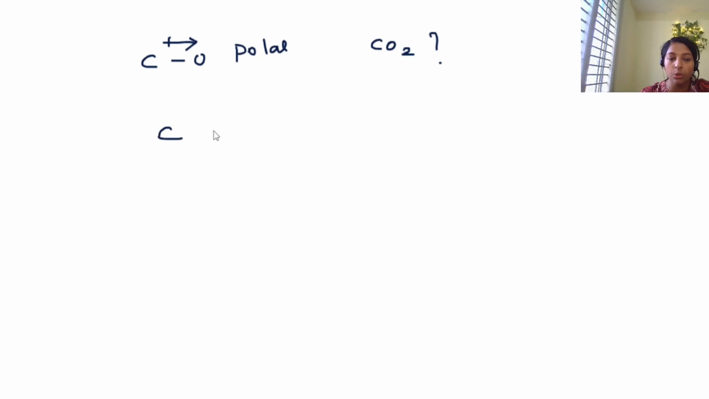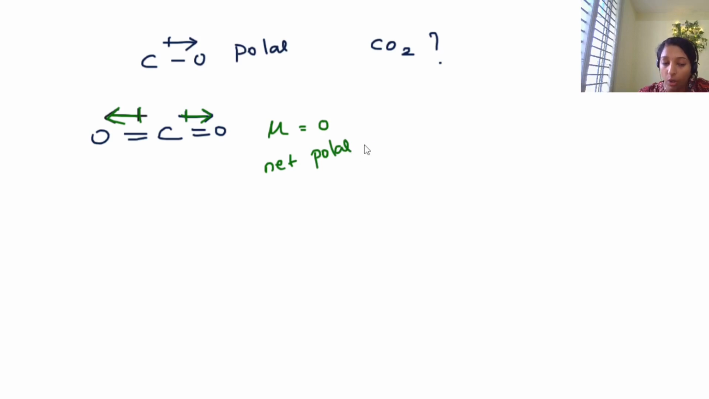The problem is CO2 looks like a linear shape, right? So this is the way. Here this is polar like this, and here also the polarity is there. So in this way, both polarities cancel out because polarity is a vector quantity. See, it's the same magnitude and opposite direction. So the net polarity is zero, and you can say this molecule as a whole is non-polar.